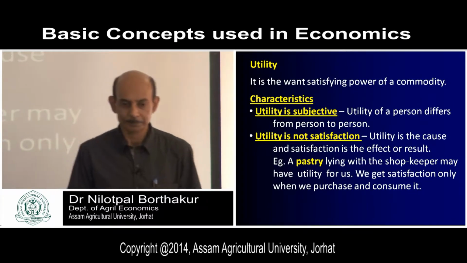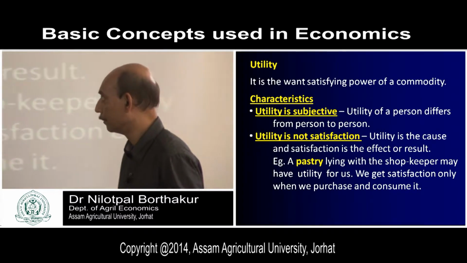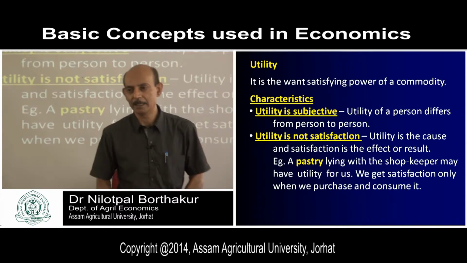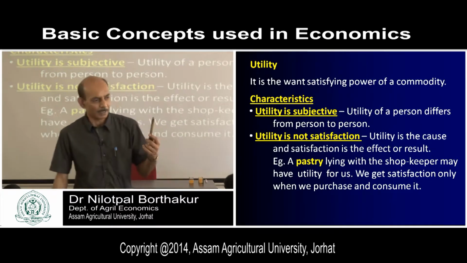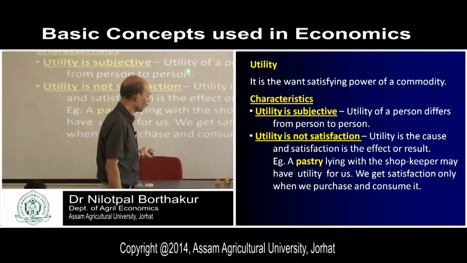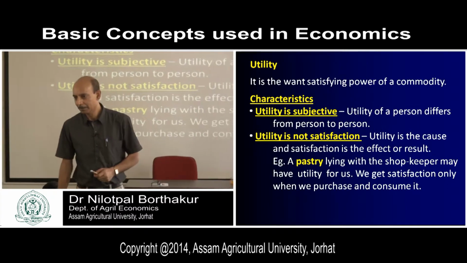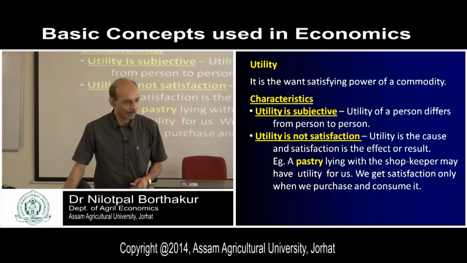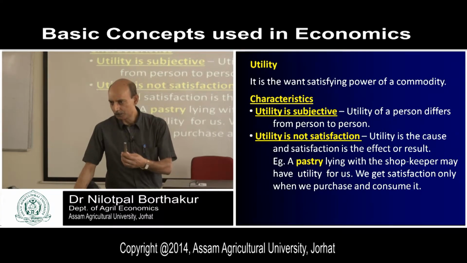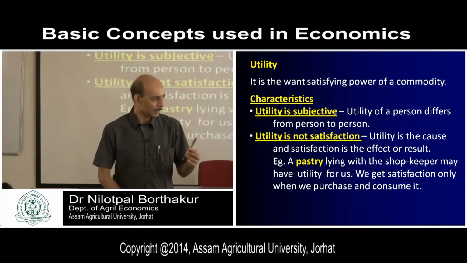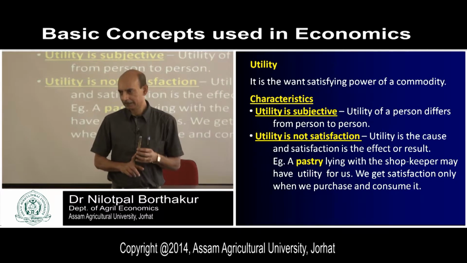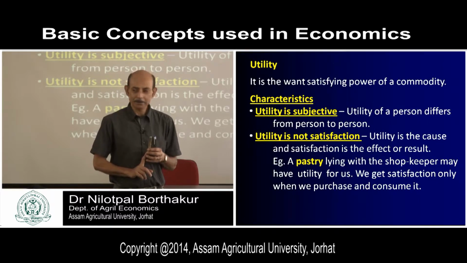Then utility. The want satisfying power of a commodity is called utility. This pointer is now useful to me because I use it to point something on the board or the screen. So that is why it is useful to me. That means this pointer has the power to satisfy my present want. And that in economics is called utility.